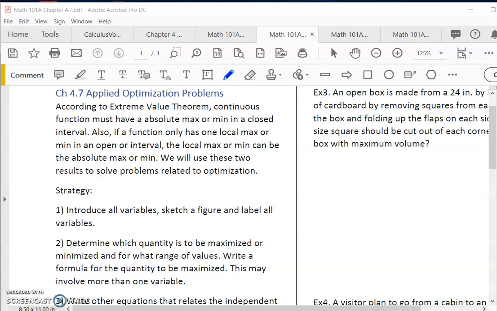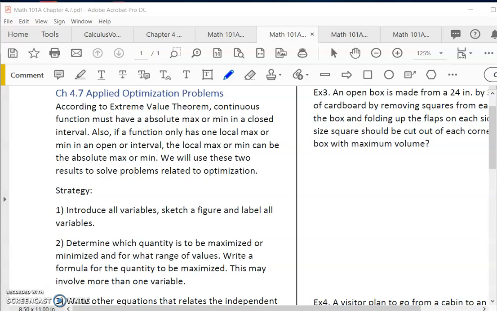Hello, calculus student. This video is for 4.7 part 1, apply optimization problems. Calculus can be used to find the maximum and minimum of a function, so that we can tell when the function reaches a maximum or minimum value. So we can maximize profit or minimize cost, or for whatever design, we know what measurement would give the best output.